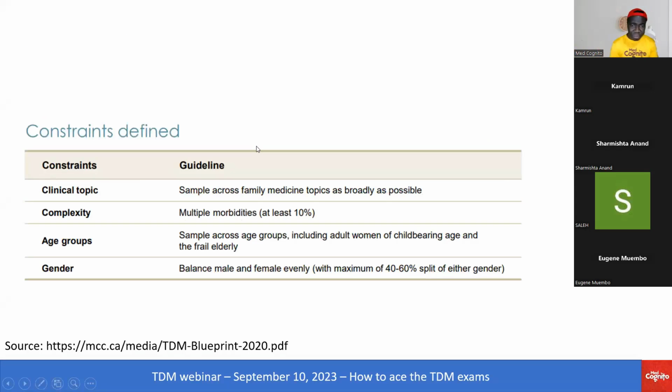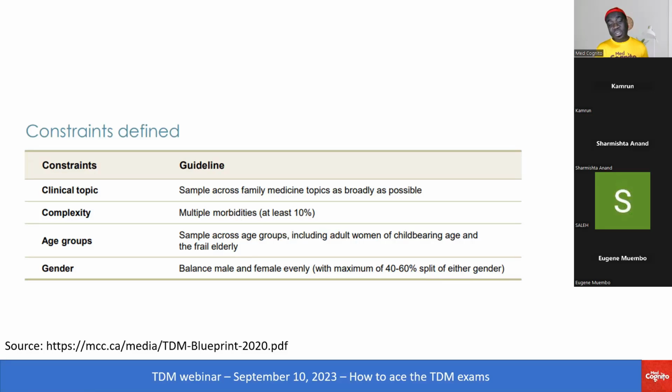So what are the areas which the cases are going to focus on? When it comes to the clinical topics, it is going to cut across so many topics. And when it gets to complexity, according to their own PDF, they are going to limit very complex cases to about 10% of the cases, okay?